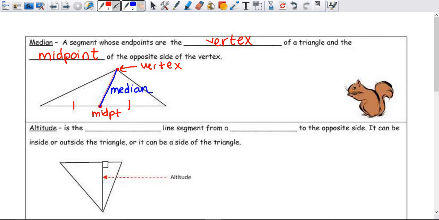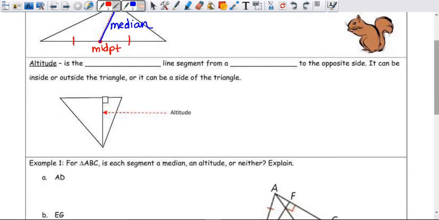All right. We also have altitudes. An altitude is the perpendicular line segment from a vertex to the opposite side. It can be inside or outside the triangle, or it can actually be a side of the triangle. I'll give you what a few of those look like. So if it is inside the triangle, it will look like this. It goes from a vertex and then is perpendicular to the opposite side. So this line right here would be your altitude.